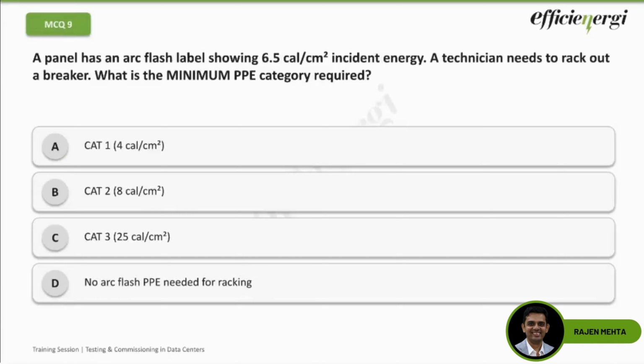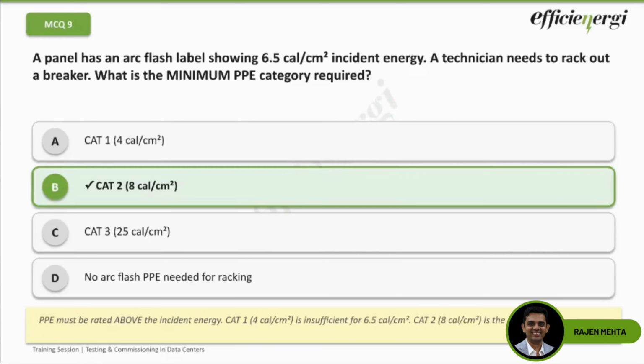So, our last MCQ of the evening. A panel has an arc flash label showing 6.5 calories per centimeter square incident energy. A technician needs to rack out a breaker. What is the minimum PPE category required? This is fairly easy, I would say. Yeah, Cat 2, which typically covers up to 8 calories per centimeter square. It should be rated above the incident energy, whatever is there on the label. The next highest category should be available.